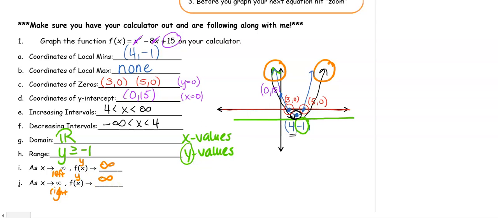With quadratics, because you have this U-shaped graph, your end behavior is always going to be the same. They're either both going up or they're both going down. You're never going to have different answers there for your end behavior. All right, so hopefully that's going to help you with our quadratics and how to use your calculator.